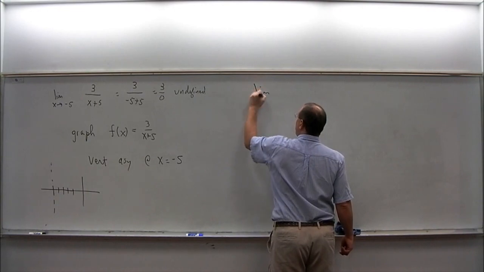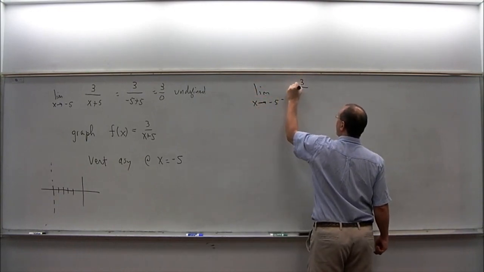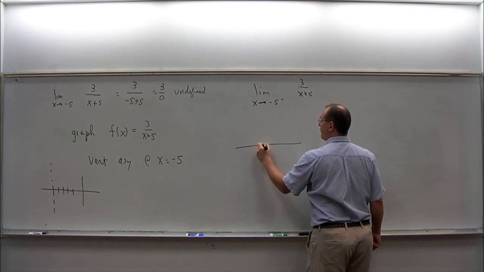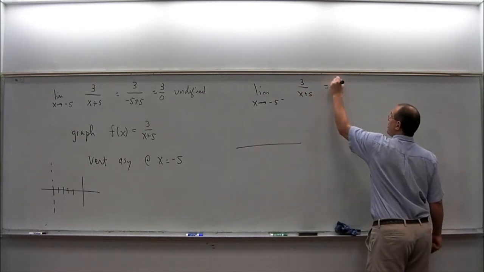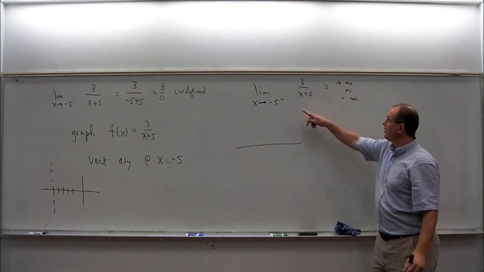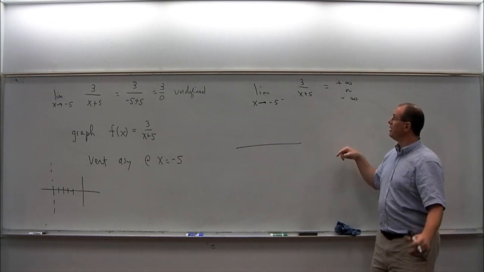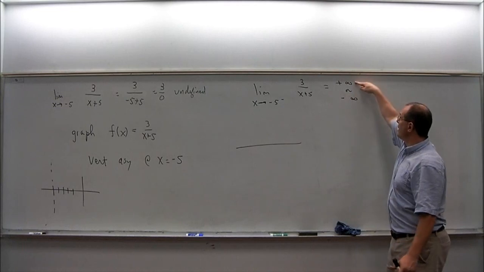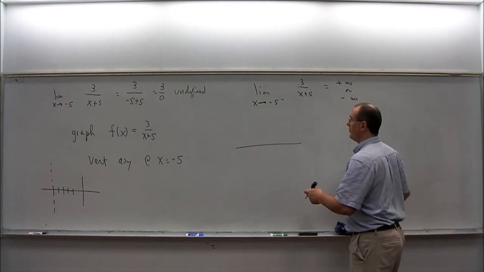So the limit as x goes to -5 from the left of 3 over x plus 5. Let's investigate this carefully. This limit is either going to be plus infinity or minus infinity. The denominator is going to 0, that's causing the fraction to blow up, but it could be a positive fraction or it could be a negative fraction. So the answer could be plus infinity or minus infinity. So we have to analyze that a little bit carefully.